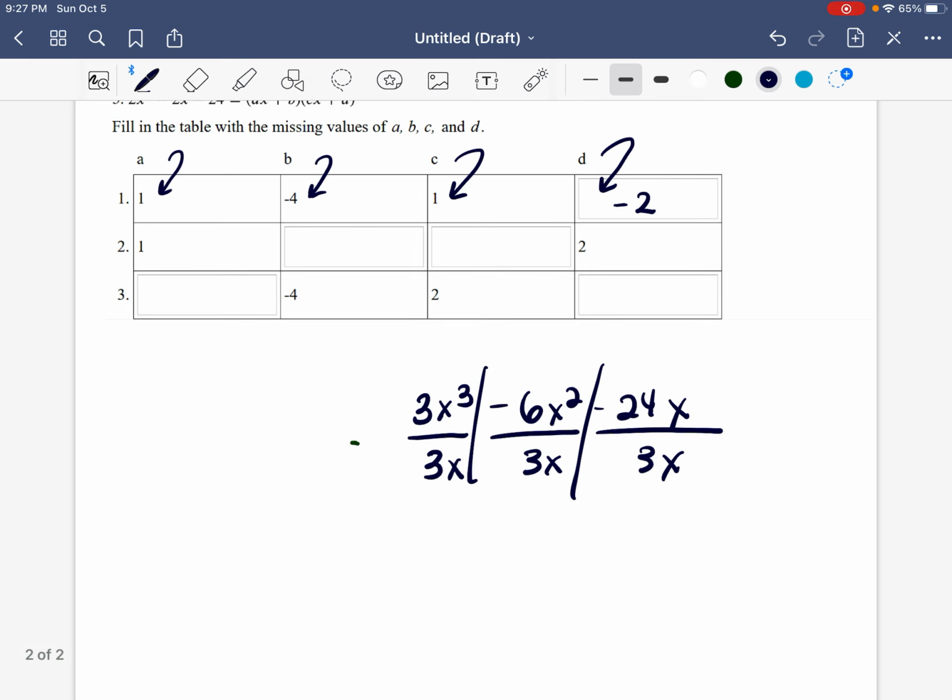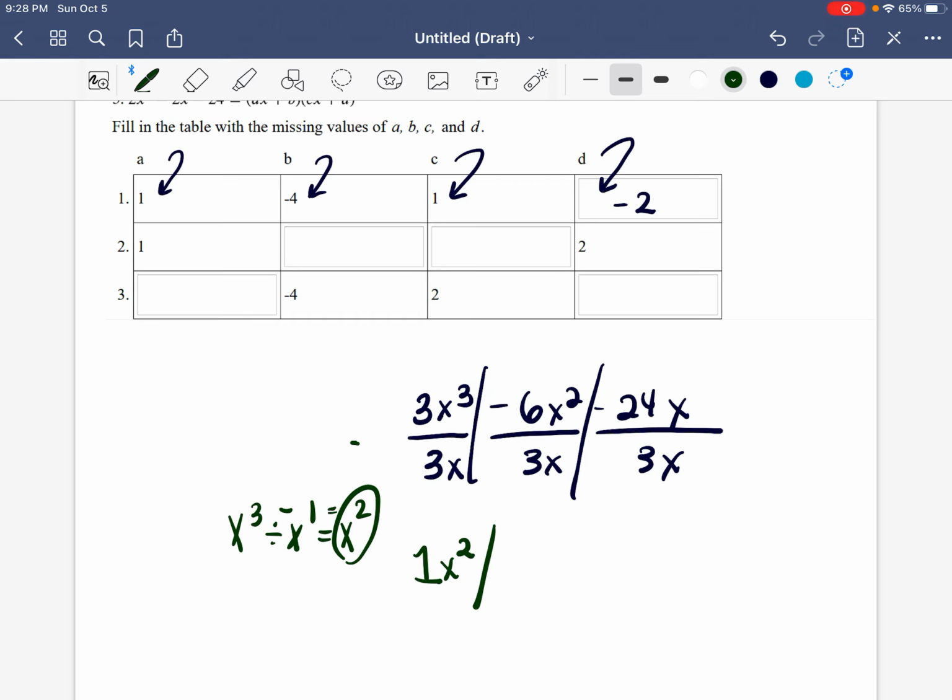So 3x to the third power divided by 3x. First, you divide the numbers, 3 divided by 3, which is 1. And then you do x to the third power divided by x. X to the third power divided by x to the first power would be equal to x squared. How do I do that? Well, anytime you're dividing exponents, you subtract. 3 minus 1 is equal to 2. So we would be left with 1x squared for the first part.